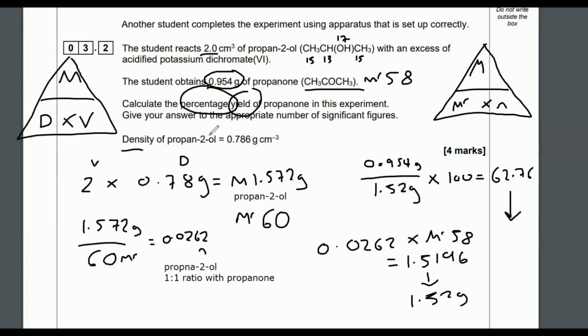So 62.76, we want to round to, oh no, it says appropriate number, not 3 sig. So I'm going to go just to 2 significant figures, 63%. And there we go. All 4 marks.